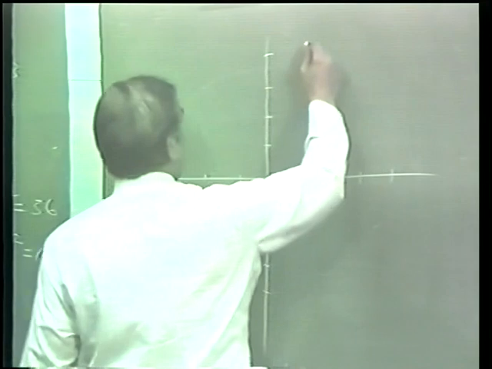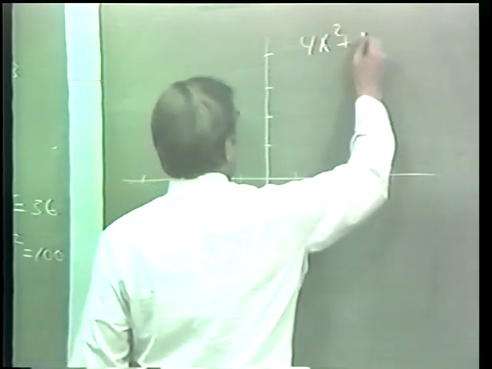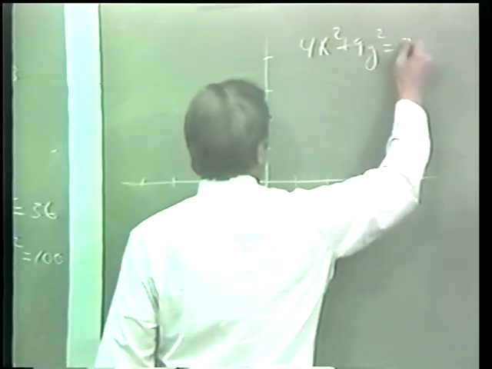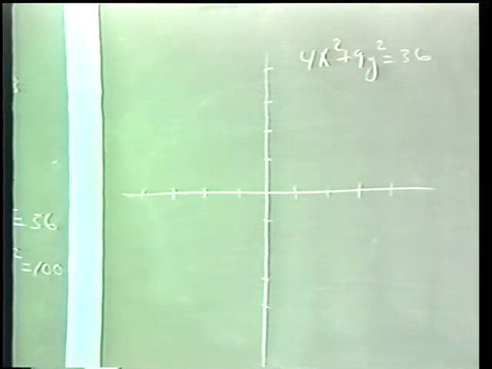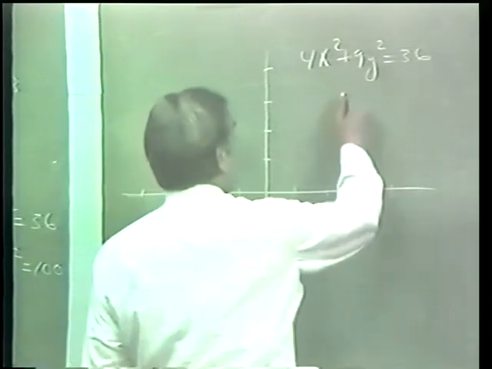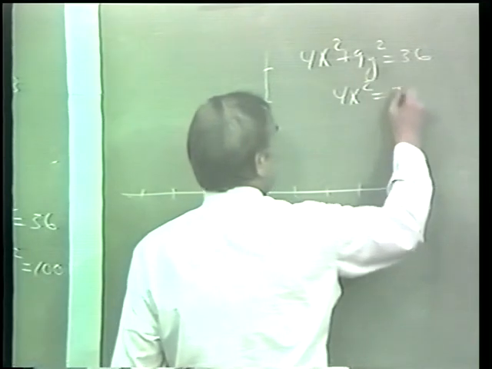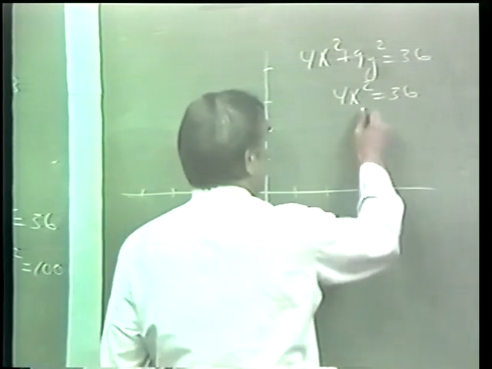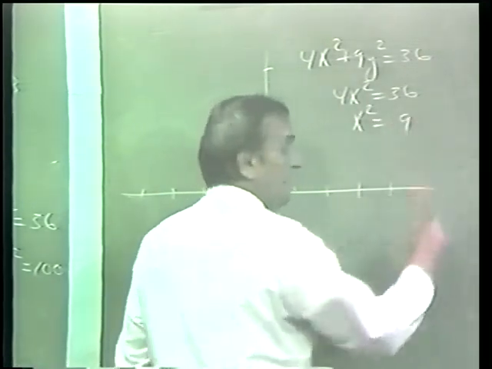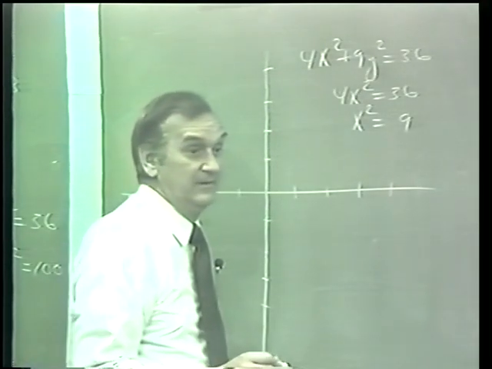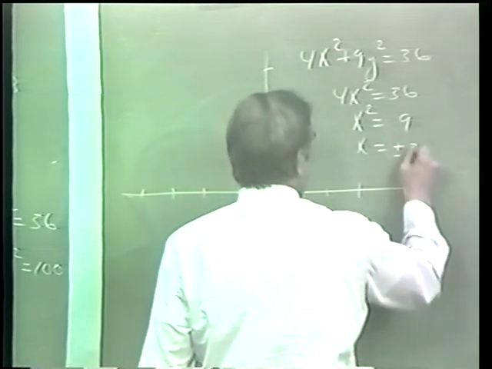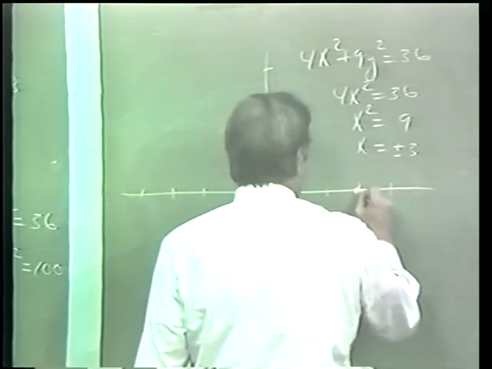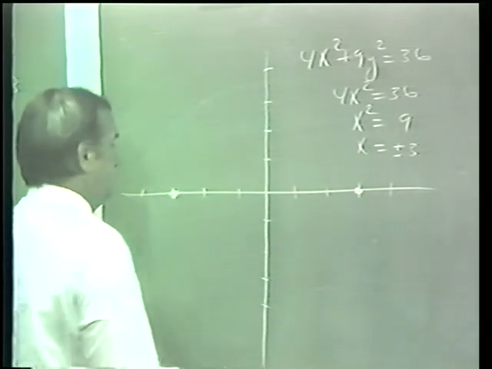Okay? So I'm going to graph the first one, 4x squared plus 9y squared equal 36. We're going to do it by the intercept method. Well, when it crosses the x-axis, y is 0. So if y is 0, we come out with 4x squared equal 36. That means that x squared would equal 9, and x would equal plus or minus 3. So this is going to cross the x-axis at positive 3, negative 3.